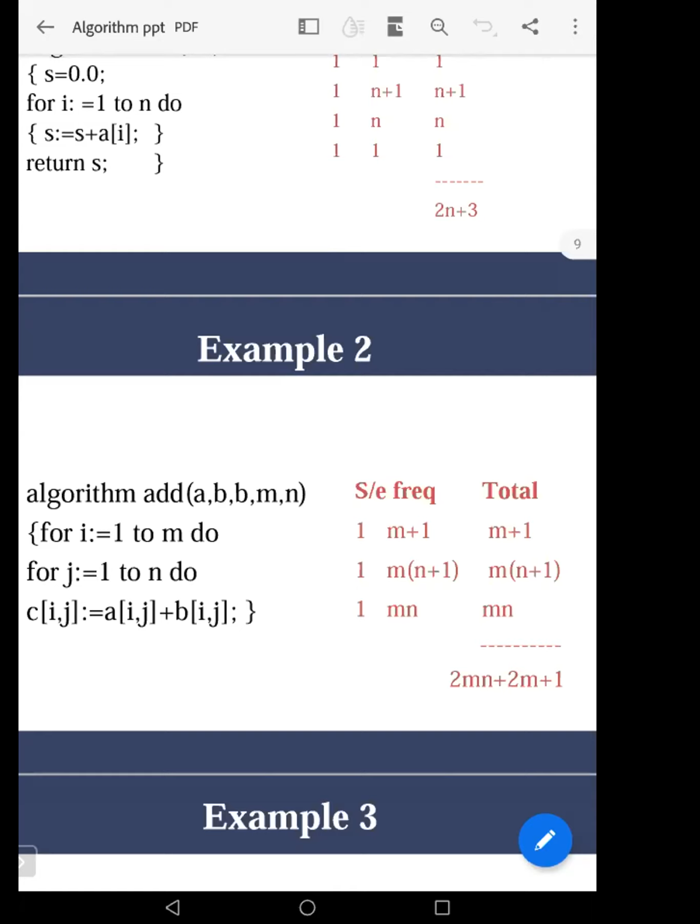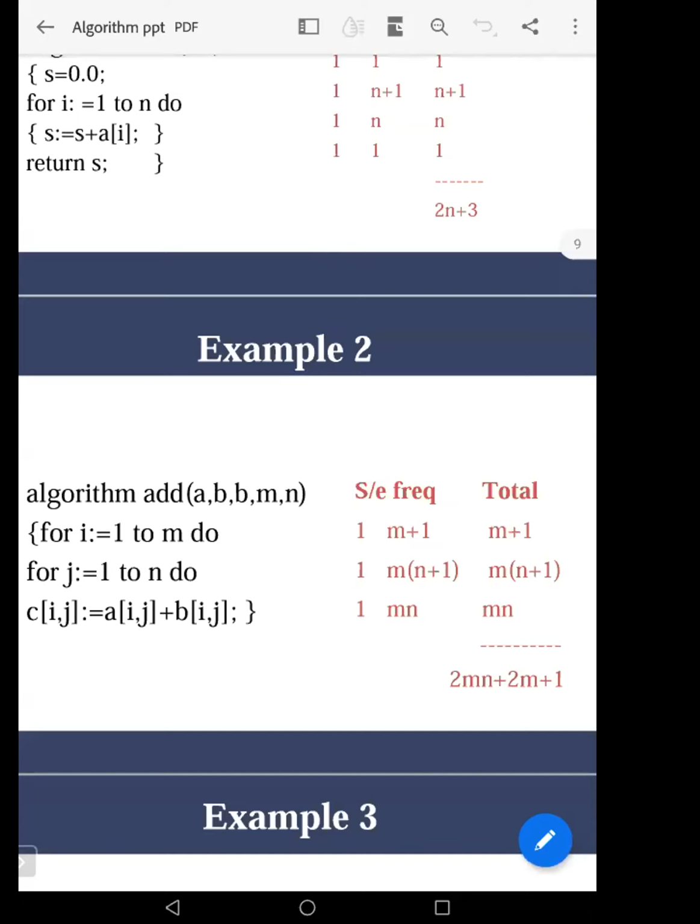When we add them, you will get 2mn plus 2m plus 1. This is the value of T(m, n), the running time. But if m is equal to n, then T(n) is 2n square plus 2n plus 1. So it is the running time of this algorithm.